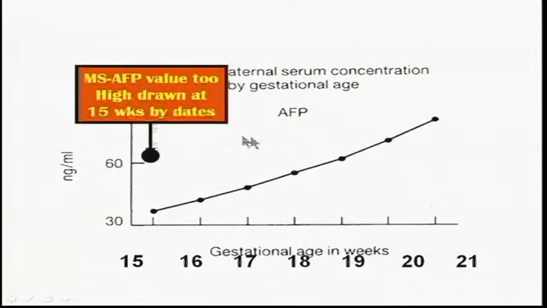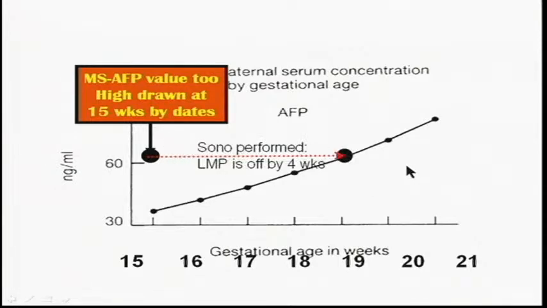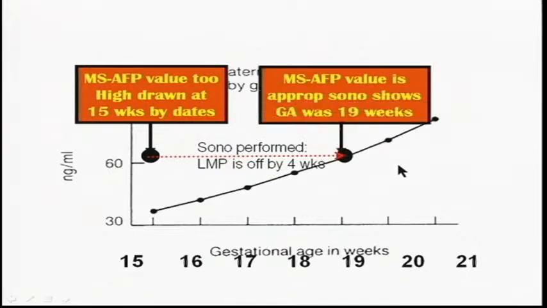Okay, let's look at an example. We do an MSAFP on a patient, and it's high. Our belief is she is 15 weeks gestation. Next step in management, ultrasound. Oh my, we find that she's actually 19 weeks. That's a normal value for 19 weeks. It is adequately explained. No further workup needs to be done.